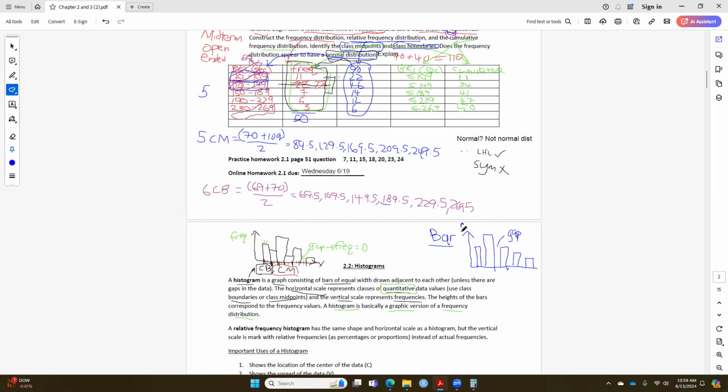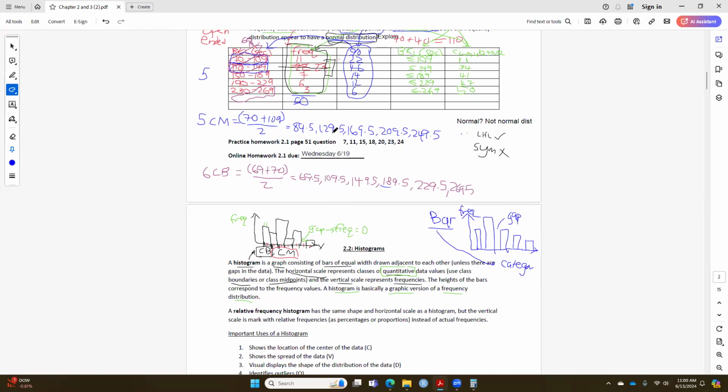This is still frequency, the same as the histogram. However, your x-axis here is not using class boundaries or class midpoints. It uses categories. That's why a bar graph is for categorical data. Quantitative is numerical, like all this Burger King lunchtime. Categorical is, for example, your grade in this class: A, B, C, D, F. These are categories, not quantitative.